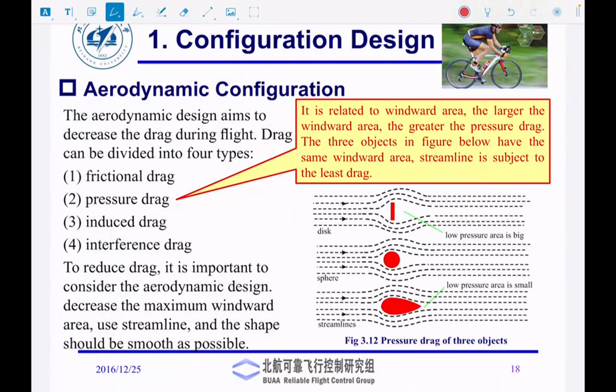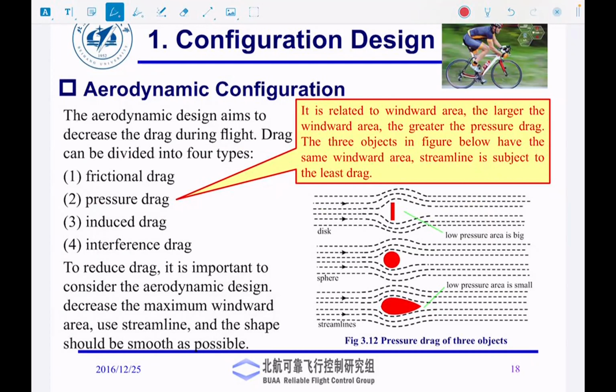Drags are something that we need to avoid. There are four different types of drag: frictional drag, pressure drag, induced drag, and interference drag. The most important drag that we look at in quadcopters is the pressure drag, which is because of the pressure differential on the incoming side and on the outgoing side. So you want the body to be streamlined. That would minimize the pressure differential, and that would minimize the drag.